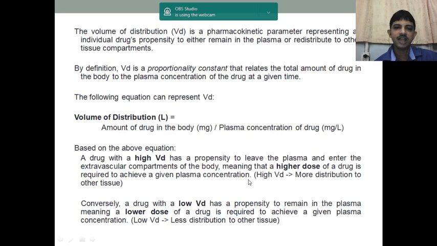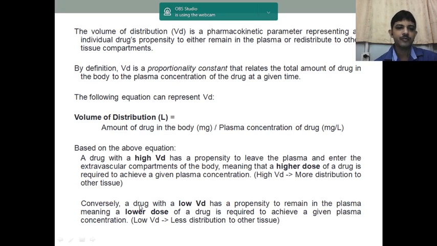What does it mean? From this equation, if the value of the volume of distribution, Vd, is high, then the drug will be more distributed into the other tissues, and the plasma concentration will be less. So we require more drug to achieve the plasma concentration.